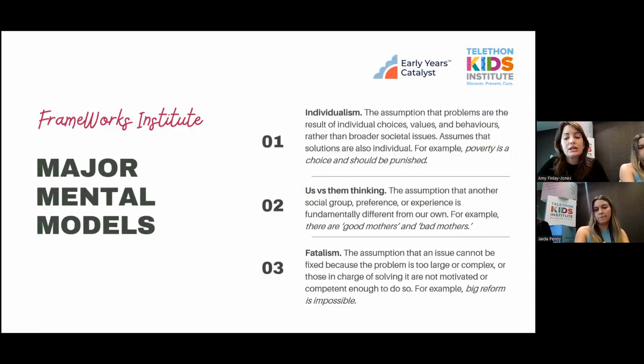The third major class that we have been seeing come up is what Frameworks have termed fatalism, which is the assumption that an issue can't be fixed because the problem is too large or complex, or those in charge of solving it are just not motivated or competent enough to do so. And again, an example from the prior work is the idea that big reform in Australia is actually impossible. It's just too hard.